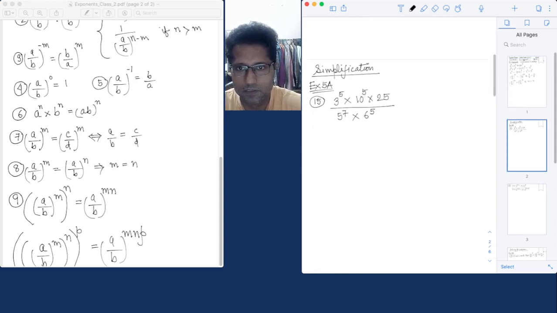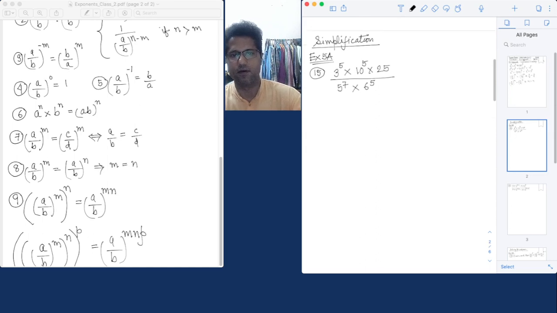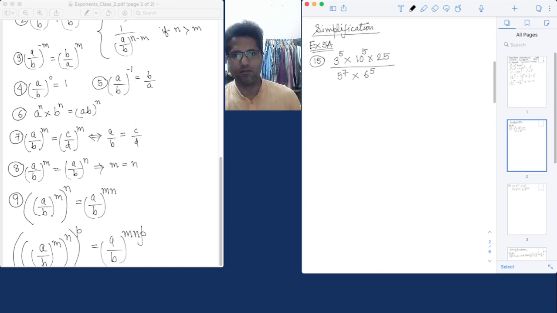First is the simplification. This problem is from exercise 5a, problem number 15. We have to simplify this. We see that it's a rational number where the numerator is a product of some exponents: 3 raised to the power 5 is an exponential form, and 10 raised to the power 5. Similarly, in the denominator we have 5 raised to the power 7 multiplied by 6 raised to the power 5.